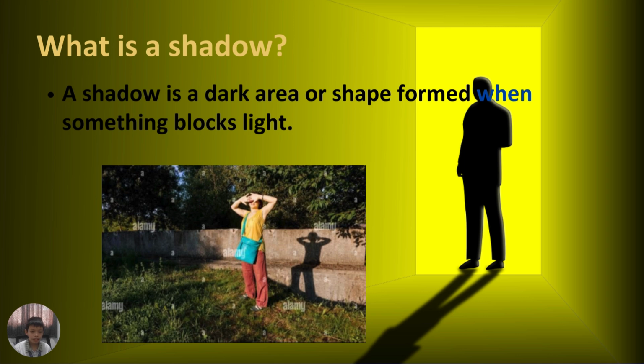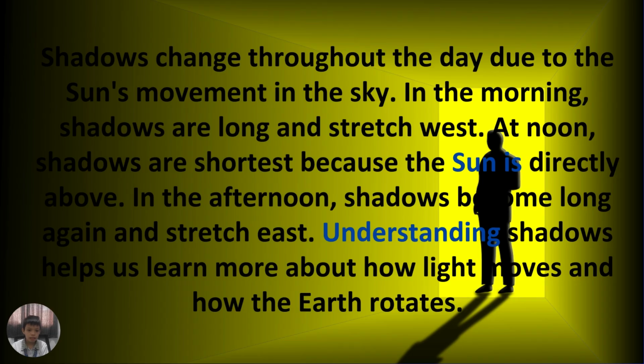Please watch. What is a shadow? A shadow is a dark area or shape formed when something blocks light. For example, when you stand in the sunlight, your body blocks light, forming a shadow on the ground. Shadows change in size and shape depending on the light's direction. Shadows change throughout the day due to the sun's movement in the sky.